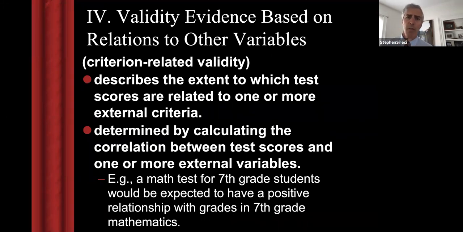Validity evidence based on relations to other variables would be: how do test scores relate to other measures of the same thing? So if we have a math test in fifth grade in Northampton schools, how well do those scores relate to, how consistent are they with the grades students in fifth grade classes in Northampton are getting from their teachers? So if we correlate the grades and the test scores, that would be some validity evidence based on the relation of the test scores to another variable.